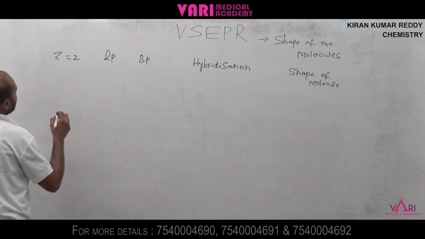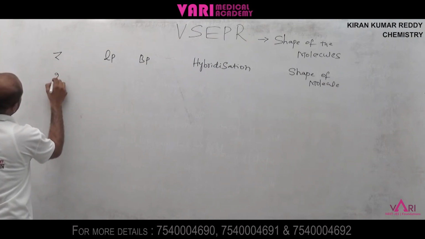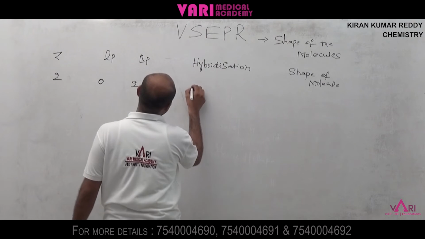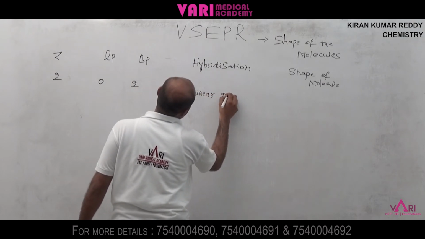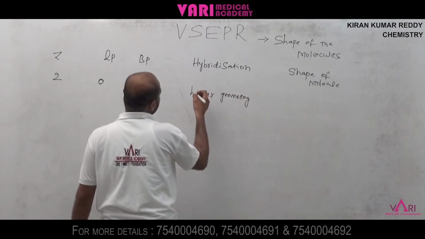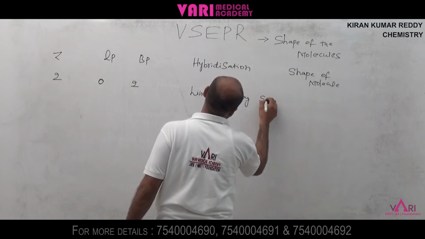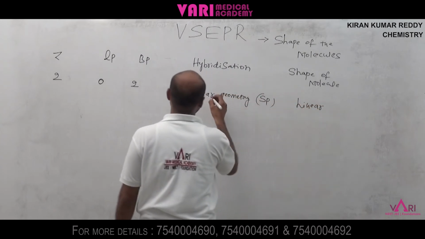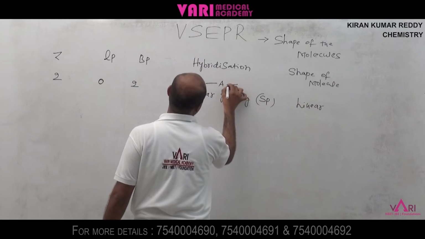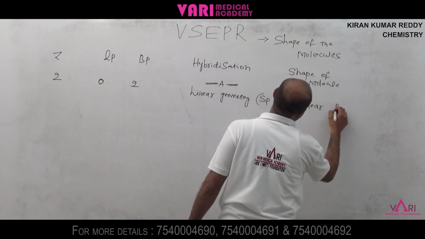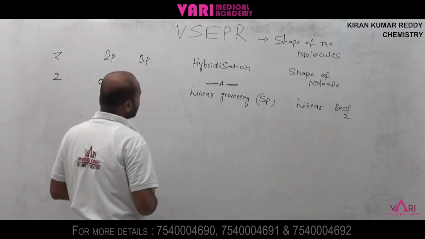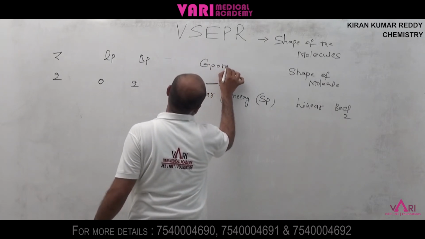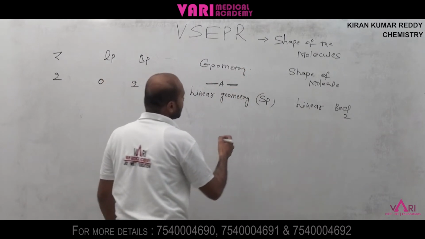Now Z is equal to 2 means how many lone pairs? Lone pairs are 0. Bond pairs are 2. The geometry is linear geometry. Hybridization is sp hybridization and linear geometry. The shape is also linear, because here 2 bond pairs are present. Example, beryllium chloride, BeCl2. Here hybridization is sp, and the geometry is linear.